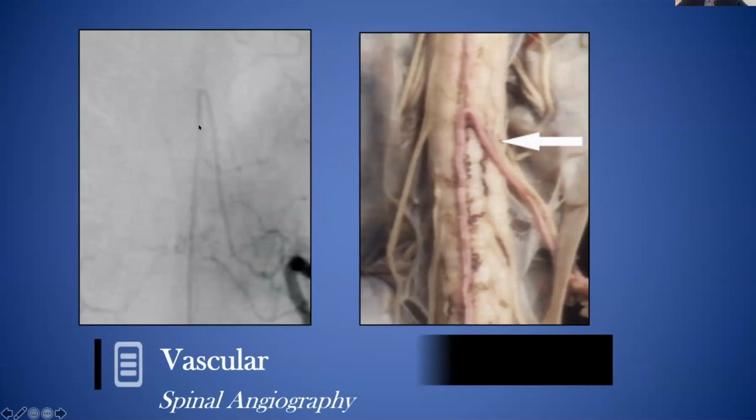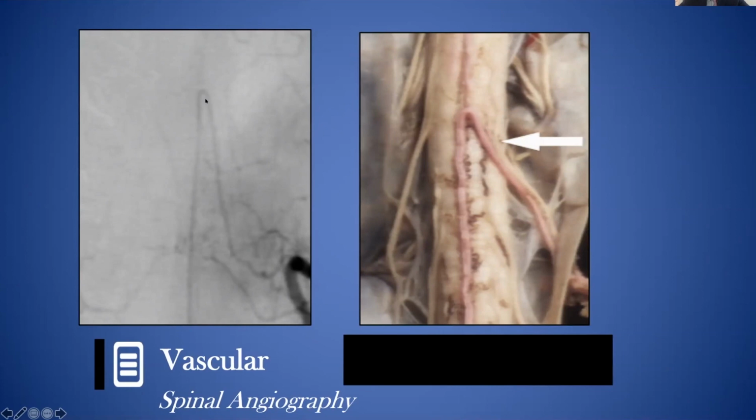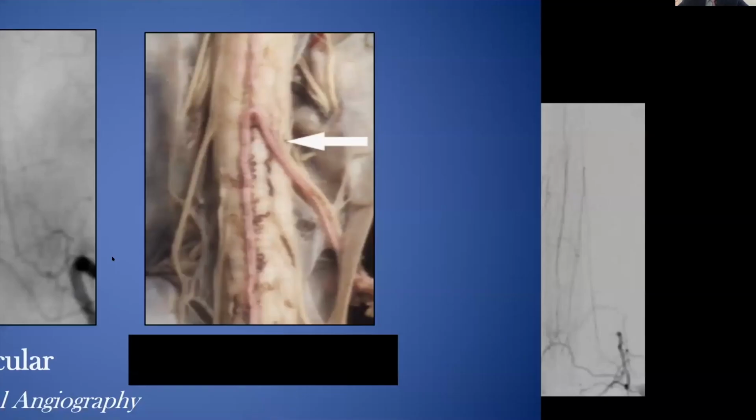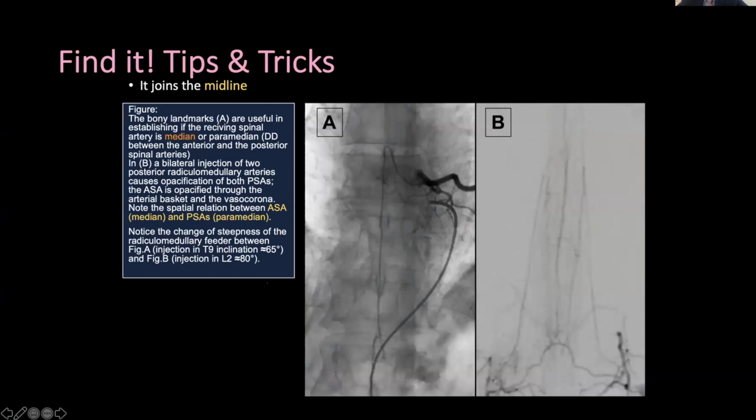The artery of Adamkiewicz is a key structure, and you recognize this guy because of the hairpin bend and its central placement. So here's the cadaveric section, and here's the angiographic section. It's very important in any spinal angiography procedure to be aware of where Adamkiewicz is, and also where the other key structures are. Depending on the region of the spine you're looking at, some of the key, what we call radiculomedullary feeders are.